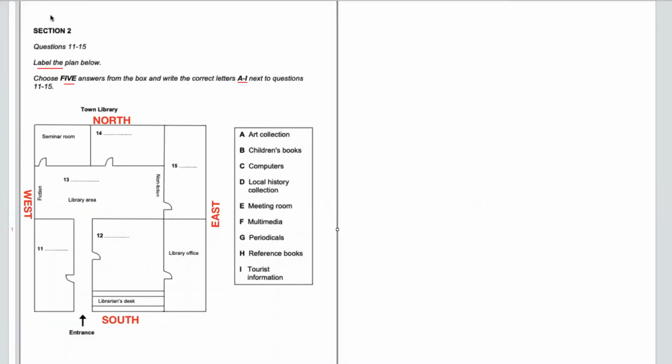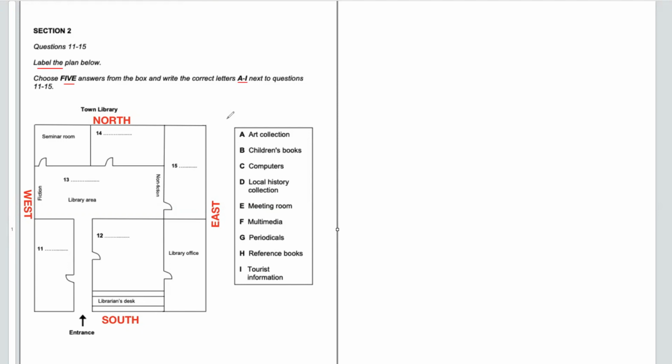All right, so here we are with our section 2 example. Now, as you see, there are questions 11 to 15, and we must label the plan below. It's a plan of a library, and we'll need 5 answers from the box. Now, keep in mind, we only have to write out letters. We do not have to write out art collection, for example. We just need to write out A. And this is why listening to the instructions is so important, because if you were to put the words instead of the letters, it would be marked incorrect.